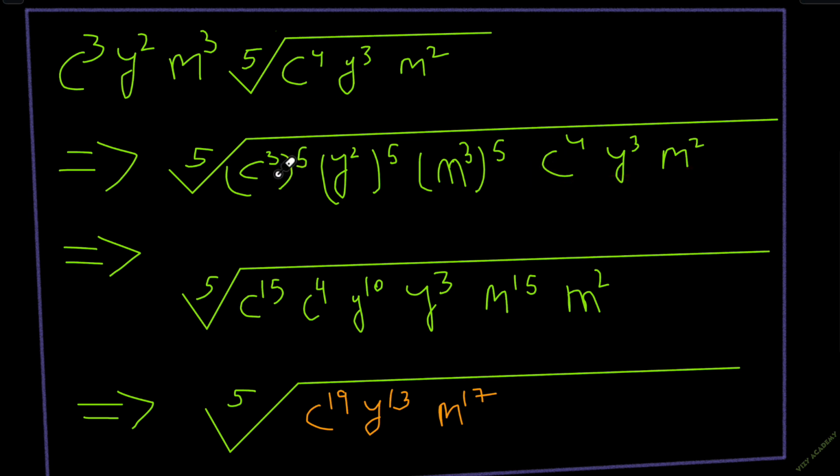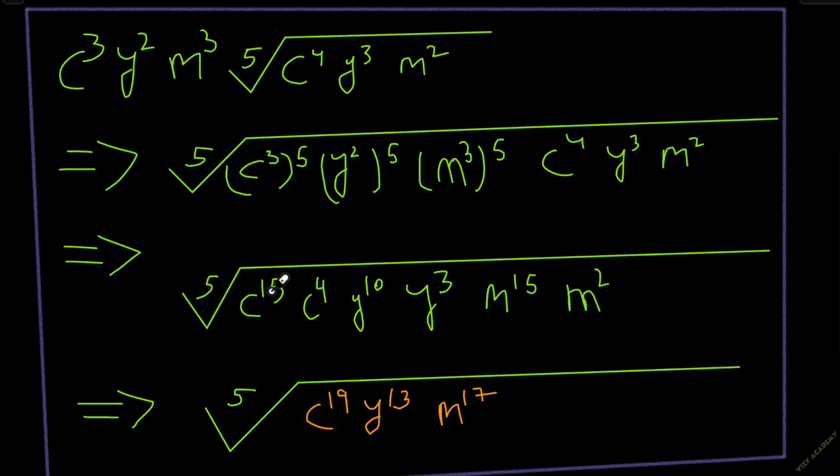This is power of power rule. So these two numbers will get multiplied, or the powers will get multiplied. So it will be 3 times 5, c to the power of 15, y to the power of 10, m to the power of 15. So c to the power of 4 bring it with c to the power of 15. Similarly y cube bring it with y to the power of 10, m square bring it with m to the power of 15. And now we will add the exponents. So it will be fifth root, 15 plus 4 is 19, 10 plus 3 will become 13, 15 plus 2 is 17. So the final answer is fifth root of c to the power of 19, y to the power of 13, m to the power of 17.